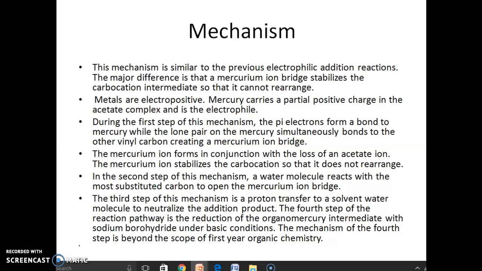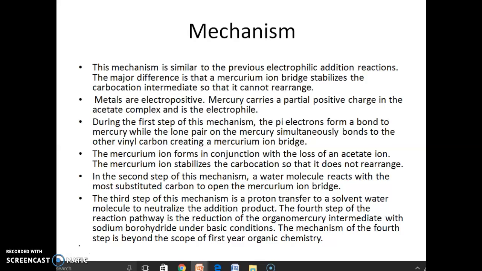In the first step of the mechanism, the pi electrons from the double bond form a bond to mercury, while the lone pair of electrons on the mercury simultaneously bonds to the other vinyl carbon, thus creating the mercurium ion bridge. This mercurium ion forms in conjunction with the loss of the acetate ion, and it stabilizes the carbocation so that it does not rearrange.